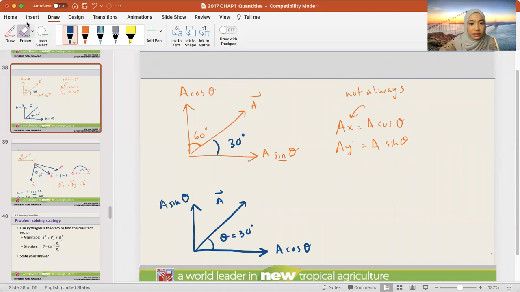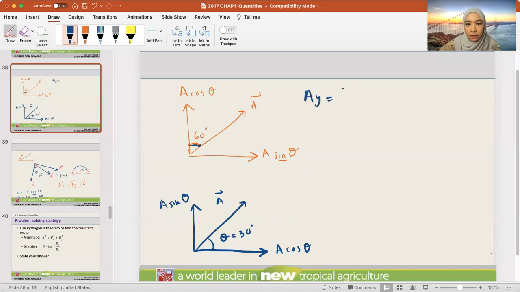So if I use the 60, we'll do both to avoid any confusion that may arise later on. So let's go with this one. We start with angle 60. In this case, the cosine belongs to the y-axis. So AY, A is 10, so 10 cosine 60, and my AX is 10 sine 60.